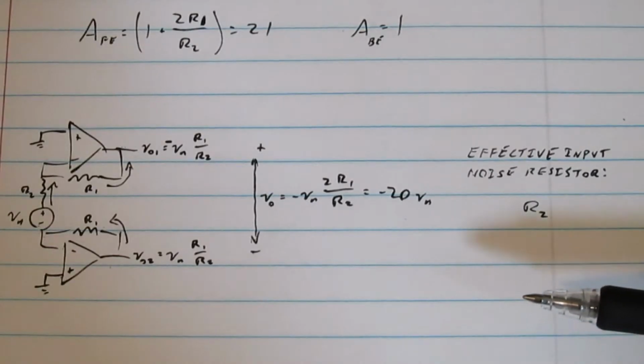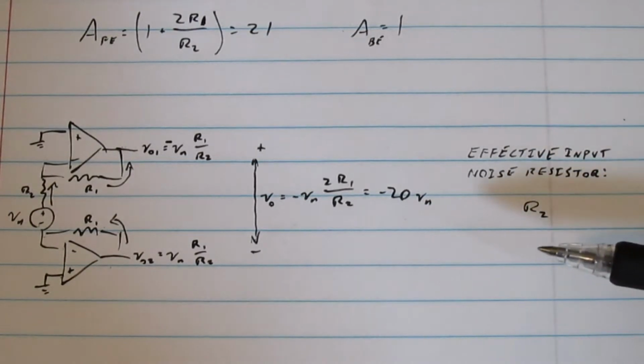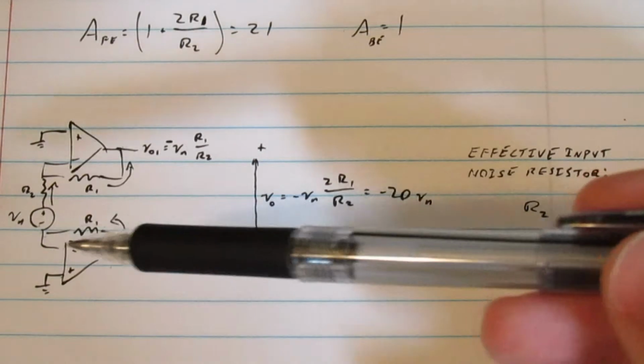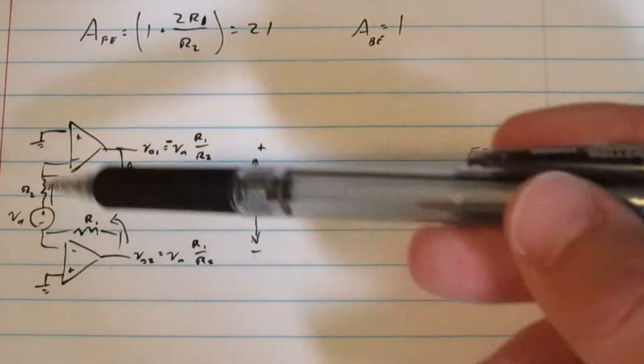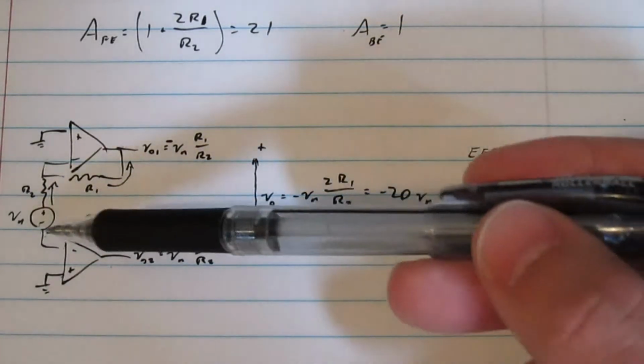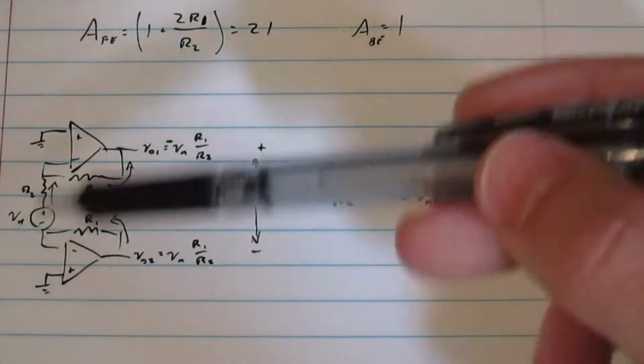And with that, I'm going to come up with what I'm going to call the effective input noise resistor, which is how big of a resistor I will need at the input to cause the same amount of noise at the output as this resistor that I'm looking at, which in this case is the same resistor value as the resistor we're looking at, because the noise voltage effectively showed up right at the input.